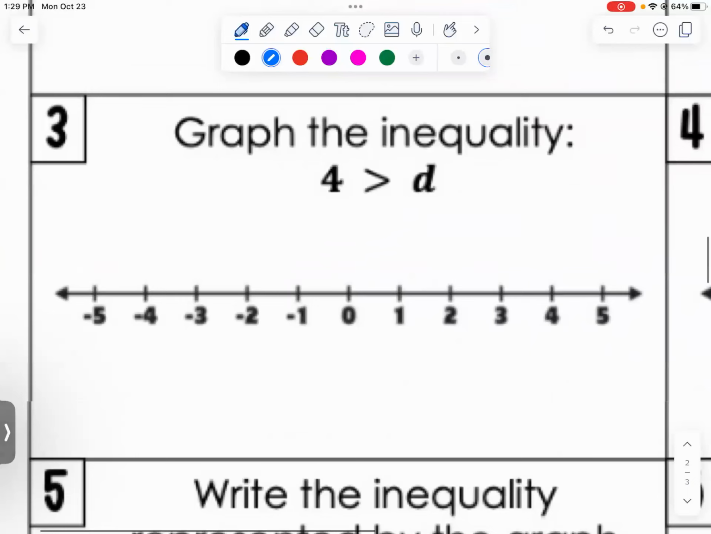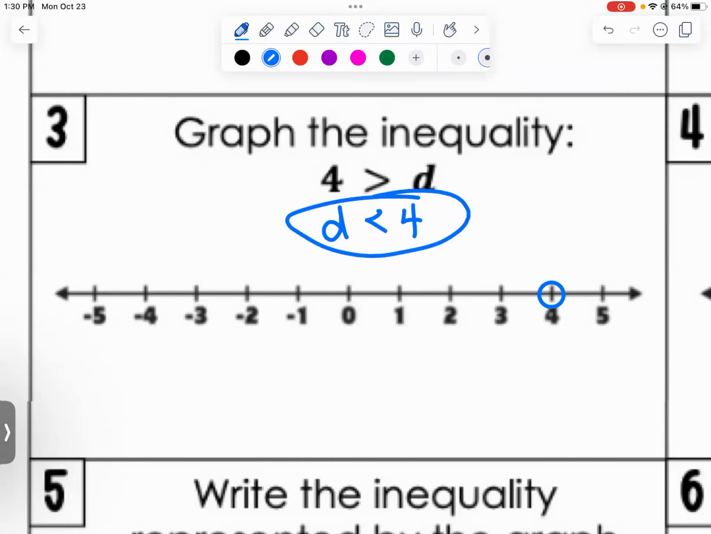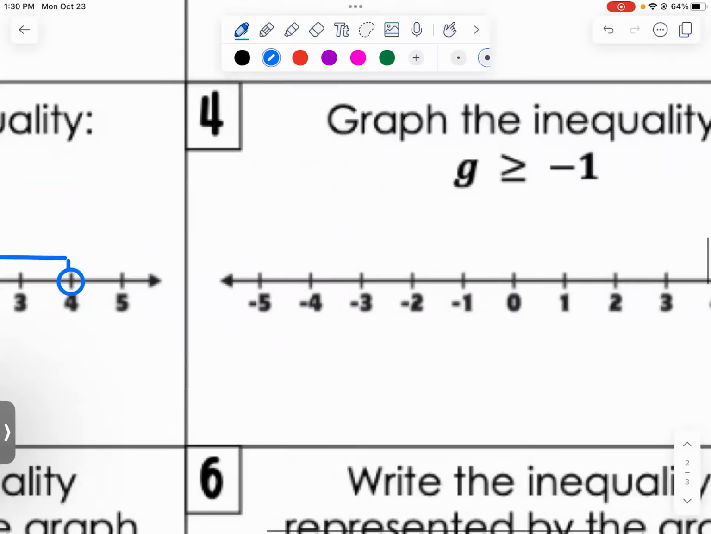All right, number 3. Kanaya, what kind of circle do we have? An open circle at 4. Okay, now remember, this is 1. I need you to rewrite it. This is d is less than 4. Okay, so Kaden, which way are we going? There's a clock up there, Peyton. Okay, so we want numbers that are less than 4. So we're gonna go to the left. Okay. All right, number 4.